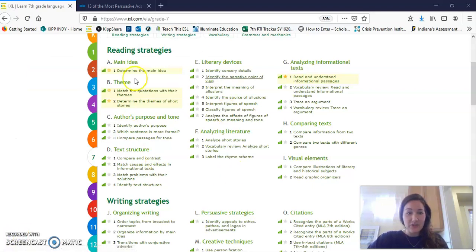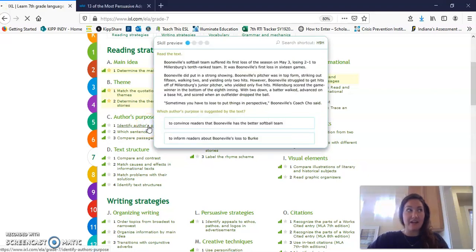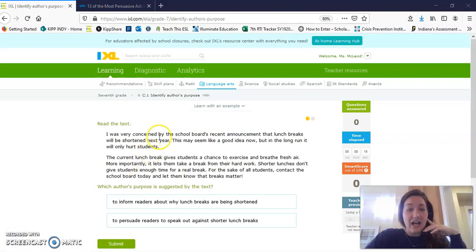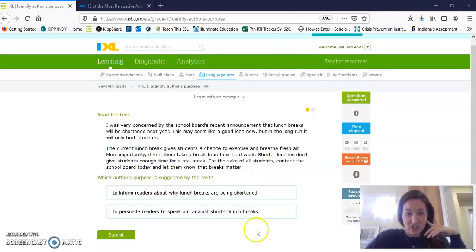All right, now that we're here on iExcel's homepage for reading, we're going to look at C under Reading Strategies, which is titled Author's Purpose and Tone. You're going to click on C1, Identify Author's Purpose. Now, I have my text in front of me. Obviously, I want a SMART score out of 80. There's two main purposes suggested. I know that our options are to inform or to persuade. Let's read this example and see if we can figure out which one it is.